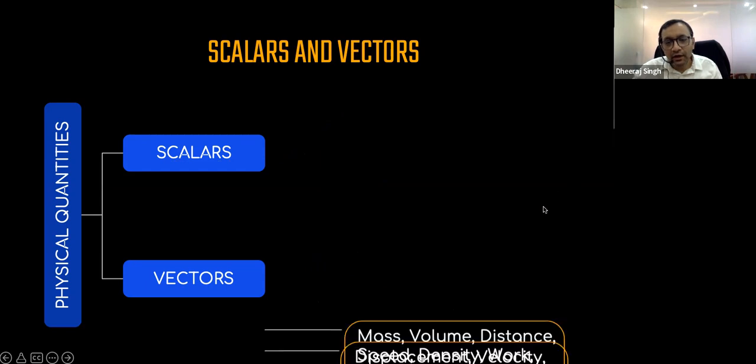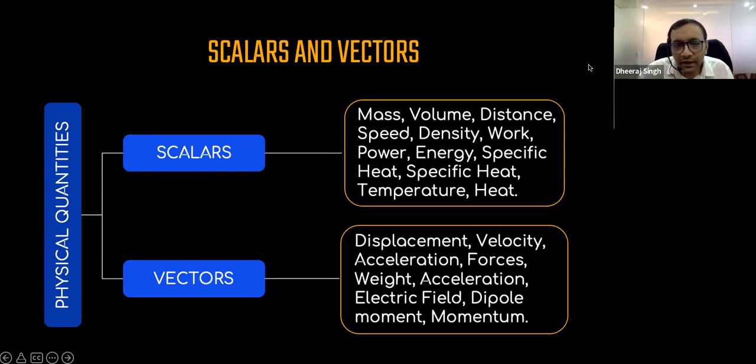Now here you can see some of the quantities which are scalar quantities: mass, volume, distance. All of these do not require any sense of direction in them.